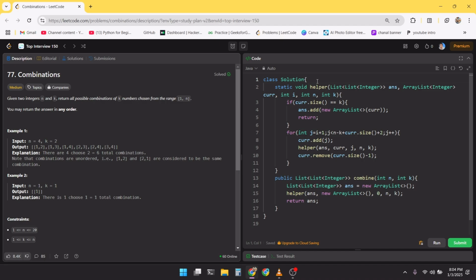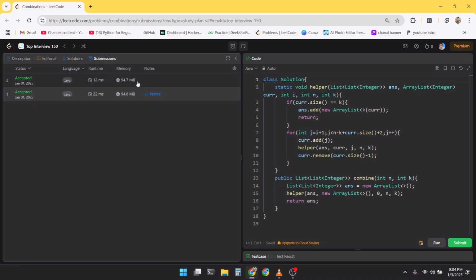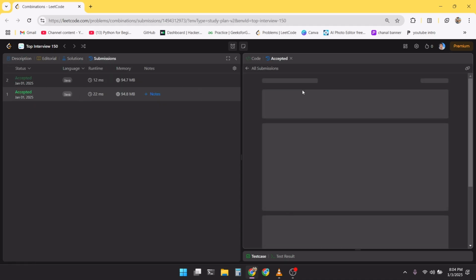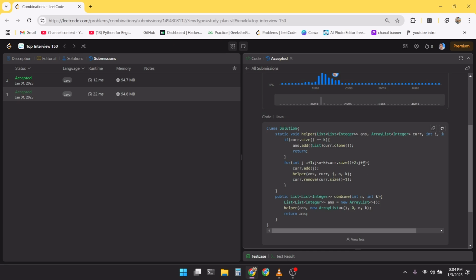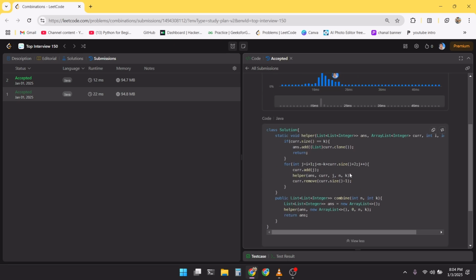Combinations, again a backtracking question, one of the backtracking questions. So easy question. Okay, two time complexities, 22 and 2. Mm, I really can't tell you why this is happening, but you know what? The beauty of Java is even if your logic is correct, they generally give you two time complexities. One is very good and one is very bad.